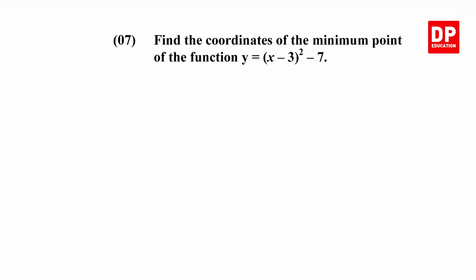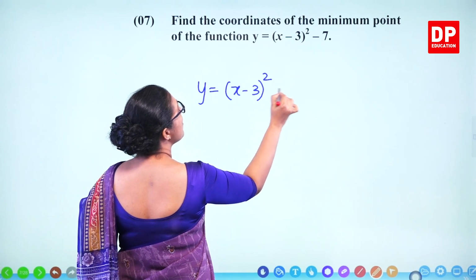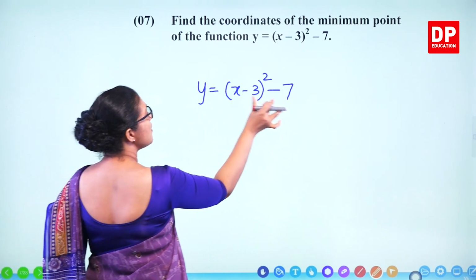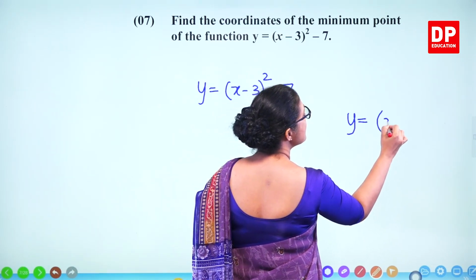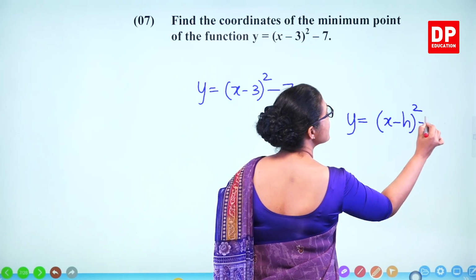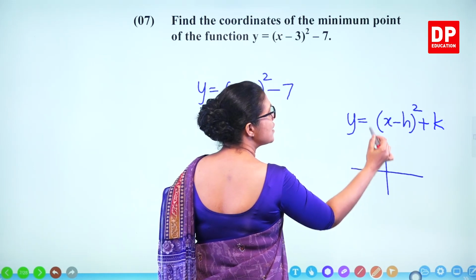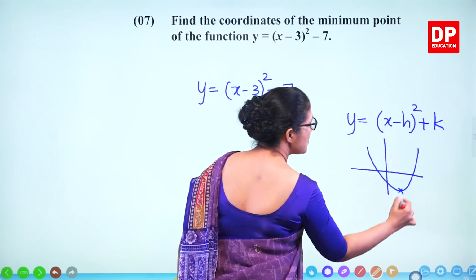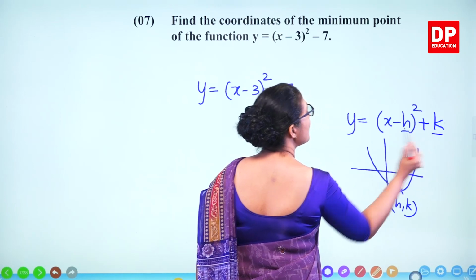Question number 7. Find the coordinates of the minimum point of the function y equals (x minus 3) squared minus 7. So, this is a quadratic graph. When you have a square term like this, we can easily find out the vertex point. So, if this is (x minus h) squared plus k, we know that this is positive. So, you get a curve like this. So, the vertex becomes h comma k. That's how you identify this value and this value.